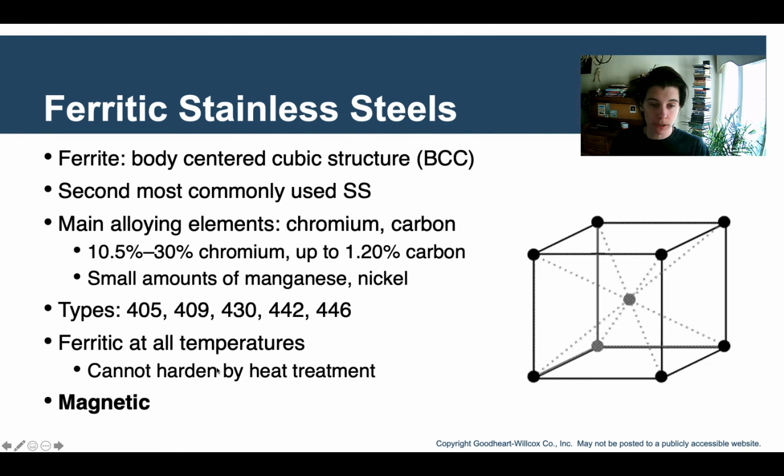So if you take a piece of stainless that you don't know what it is, test it with a magnet. If it's not magnetic, odds are it's austenitic. If it is magnetic, odds are it's ferritic. Then that kind of gives you an idea of how to use it, how to deal with it, how to weld it, or whatever you're going to do with it.